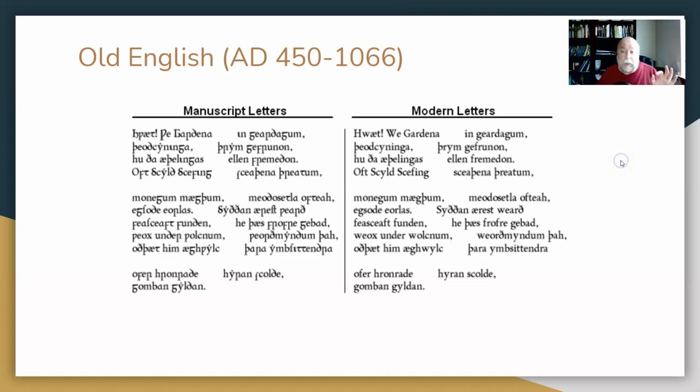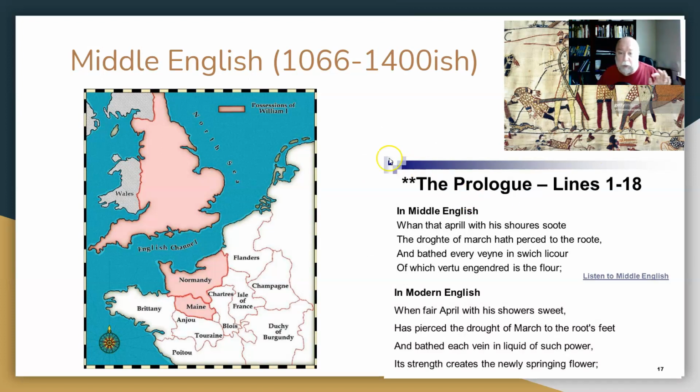The next period is Middle English. We're going to talk about this in our class, and this is a very important event. I'm going to tell you why Middle English came about. It came about in 1066, and around 1400 it started ending, and Modern English started. It's kind of weird to think that Modern English is from the year 1400. You mean Shakespeare was a modern English writer?